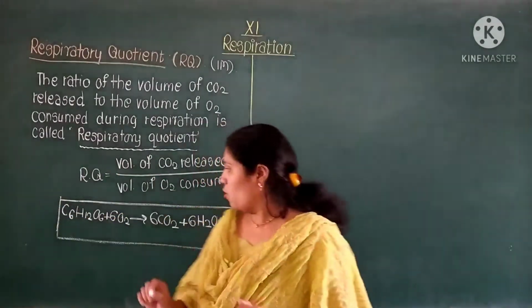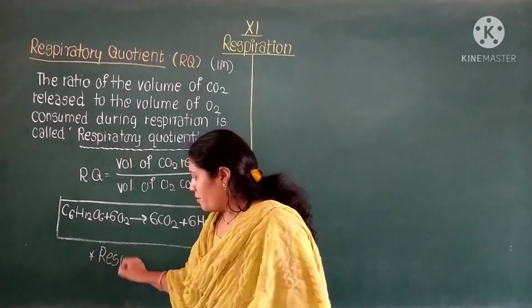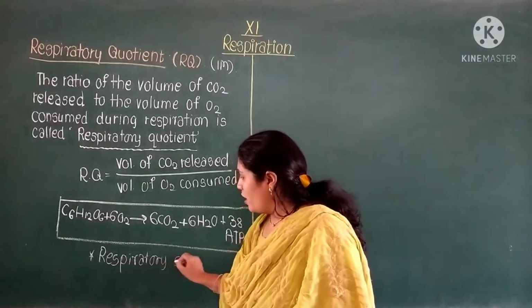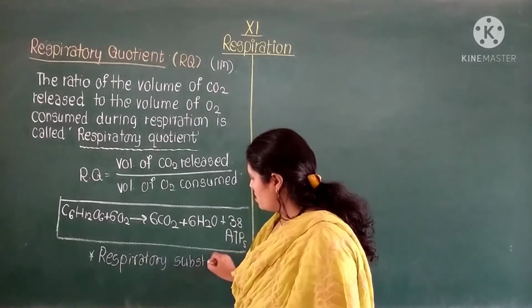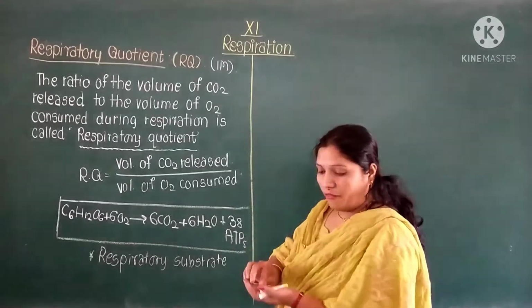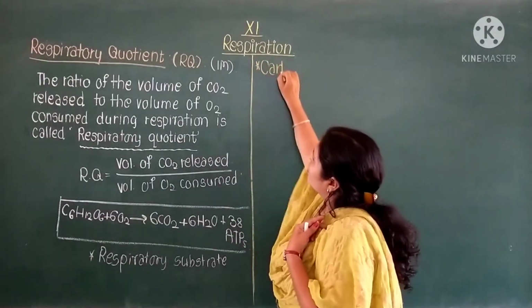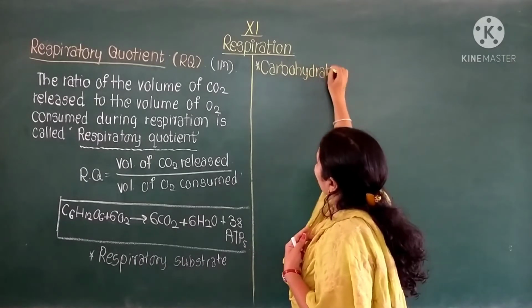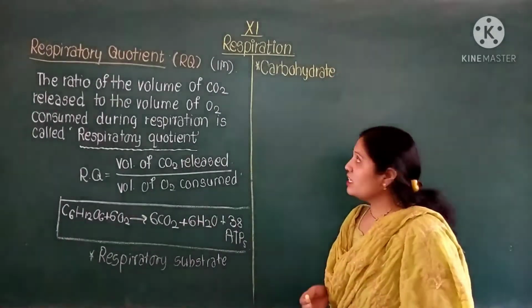But this respiratory quotient totally depends on the respiratory substrate. Which type of respiratory substrate is used in the reaction, on that this ratio totally depends. For example, when the respiratory substrate is a carbohydrate, what will be the respiratory quotient? Now we will see in detail.